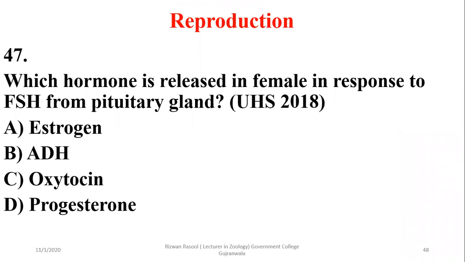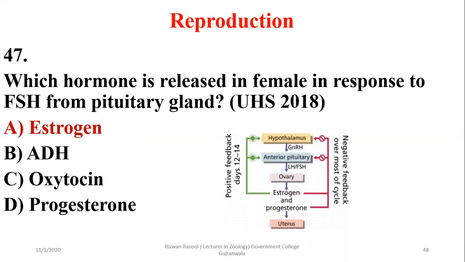Number 47, which hormone is released in female in response to follicle stimulating hormone from pituitary gland? It is estrogen. It is released from follicles, ripening follicles.